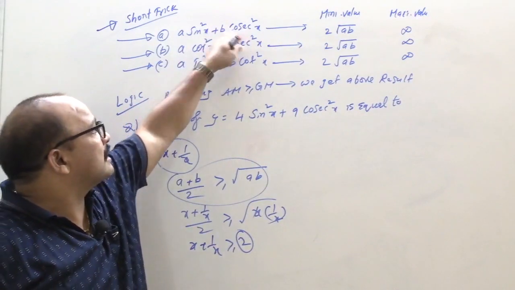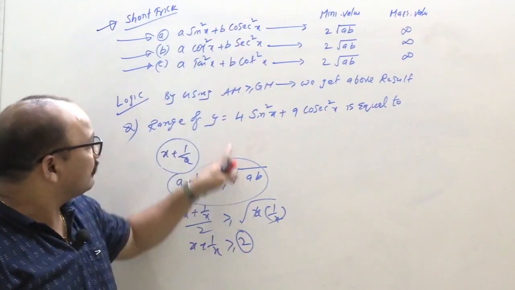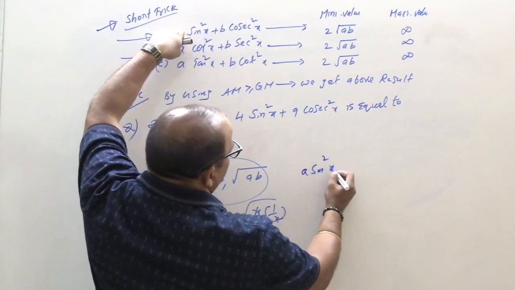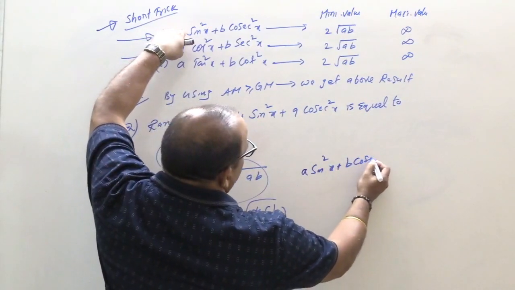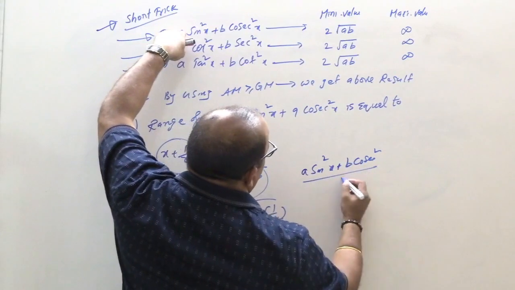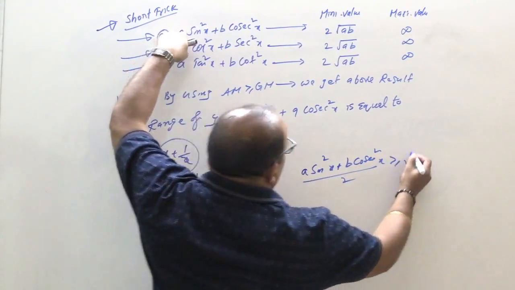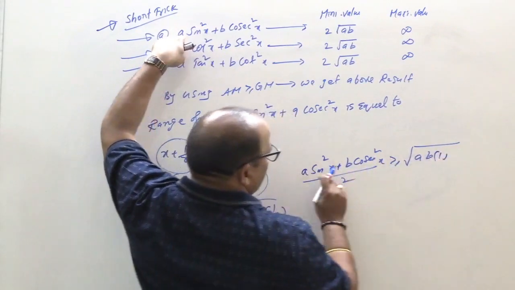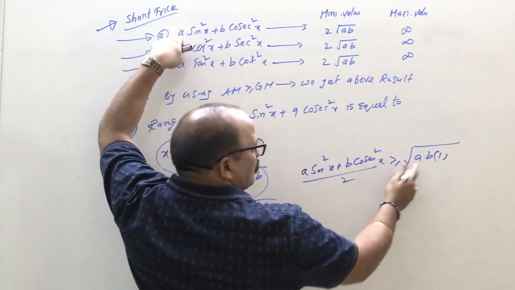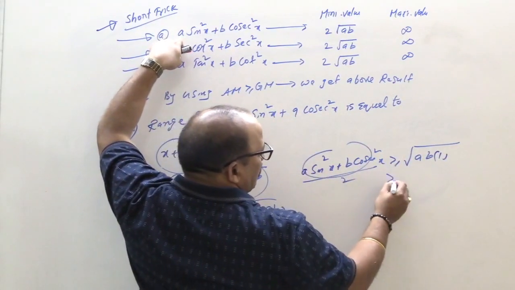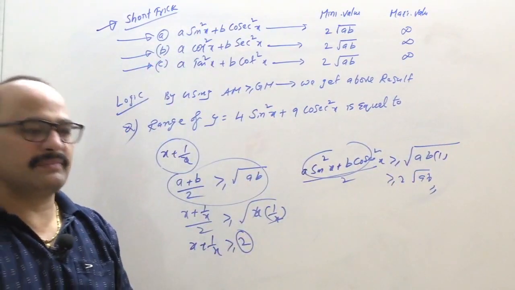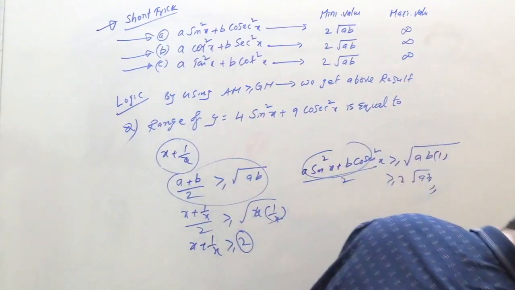Here the sine square and cosecant square get cancelled, and 2 root AB will come. Same answer. (A sin square x plus B cosecant square x) by 2 is greater than or equal to root of A B, sin square and cosecant square get cancelled, since they are reciprocals. So 2 is there, then cross multiply, 2 root AB. This is AM greater than or equal to GM. That's the background phenomenon. Okay, now students.